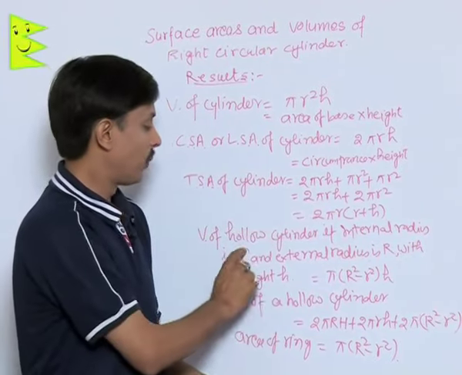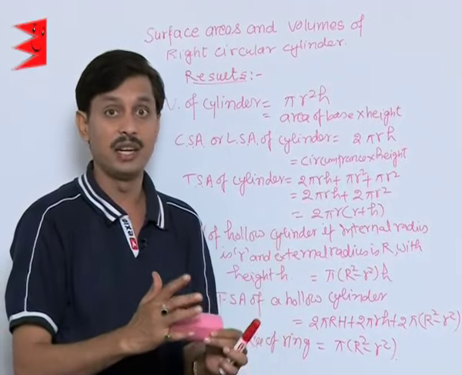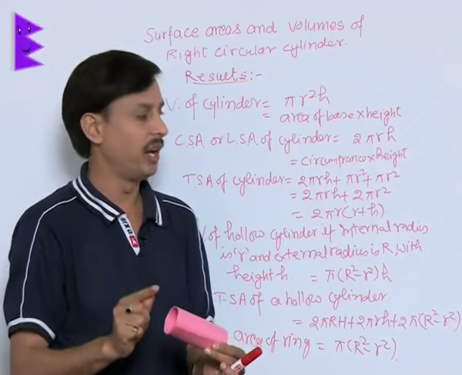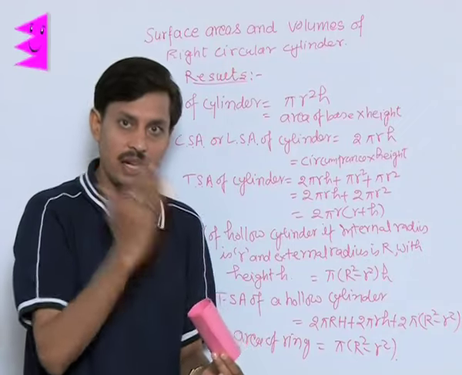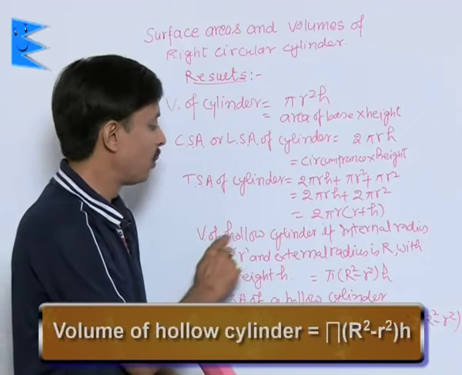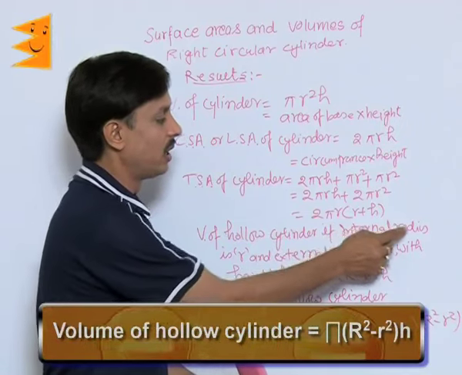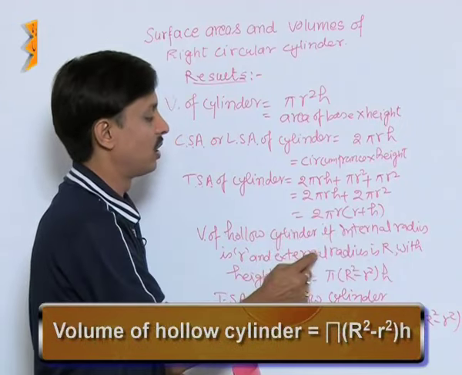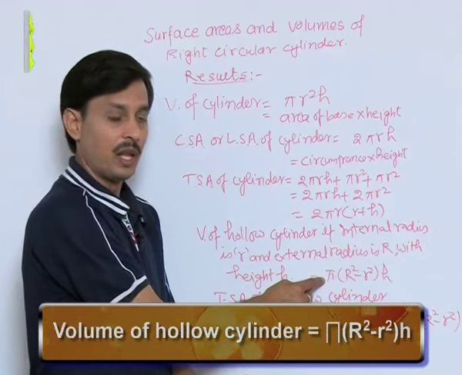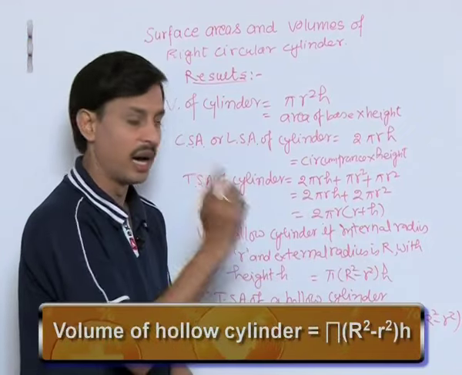Now volume of a hollow cylinder. A hollow cylinder is that cylinder which has thickness. Thickness is always calculated by subtracting internal radius from the external radius. That is, the volume of a hollow cylinder, if the internal radius is small r and external radius is capital R, with the height h, is pi into (capital R square minus small r square) into height.